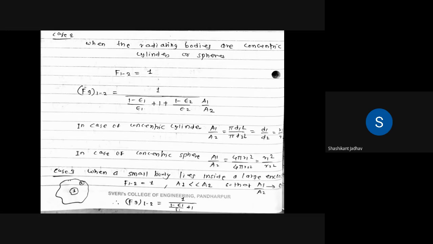The equation becomes 1 divided by (1 minus epsilon 1) divided by epsilon 1, plus 1, plus (1 minus epsilon 2) divided by epsilon 2 into A1 upon A2. Okay, so this is the equation when the two radiating bodies are concentric cylinders or spheres. Whatever the ratio of A1 by A2, that ratio will be different for concentric cylinders and for concentric spheres. So we have to find out A1 by A2 for the concentric cylinder and concentric sphere.